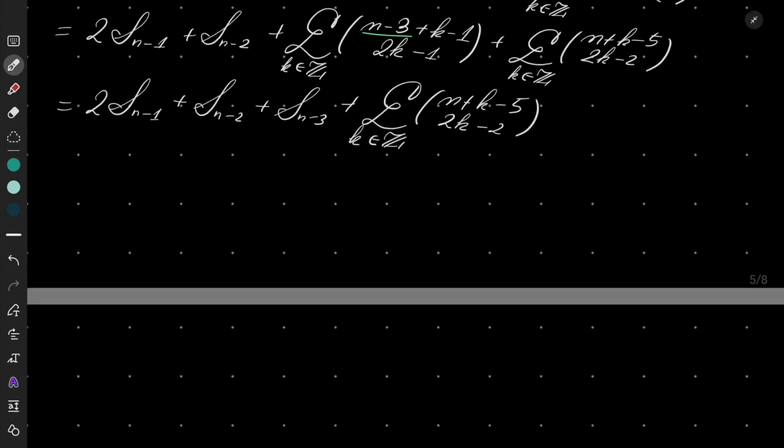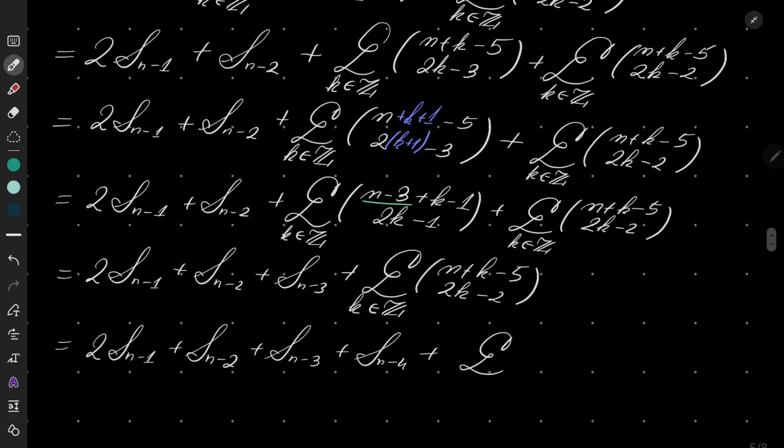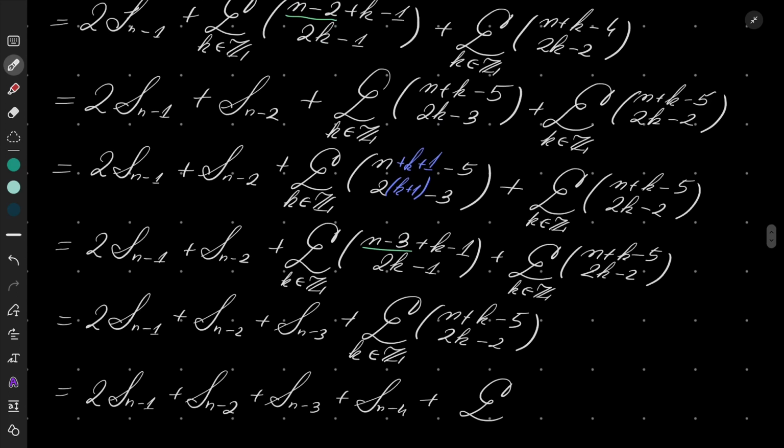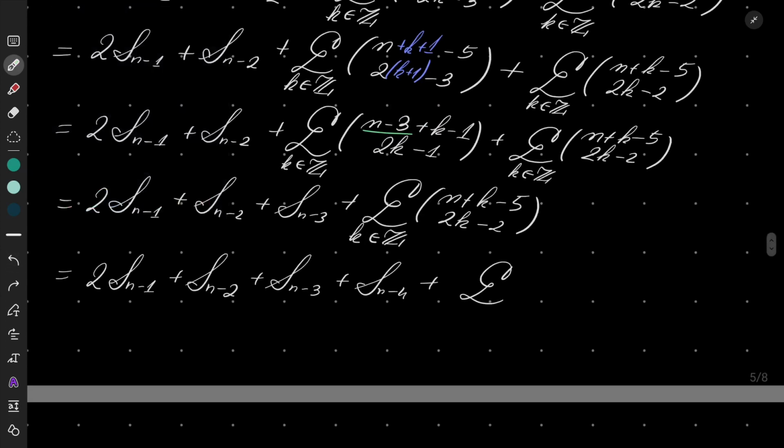In my next step, I will have 2 times s of n minus 1, s of n minus 2, s of n minus 3, s of n minus 4, and the last sum will be different. If you look back, the last sum differs only in one respect. Every time, here we have minus 4, now we have minus 5. Then we will have minus 6, over (2k, choose 2k minus 2), and so on and so on.